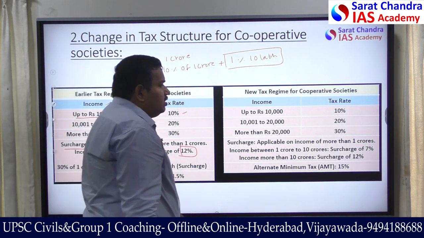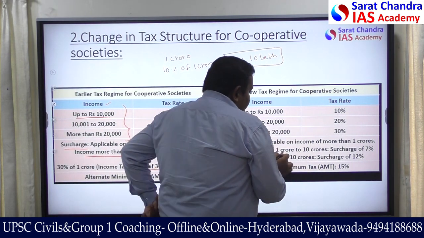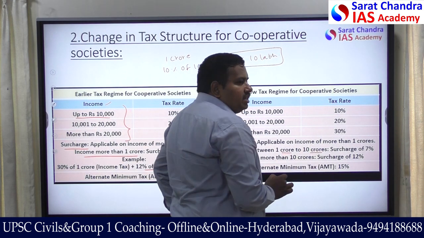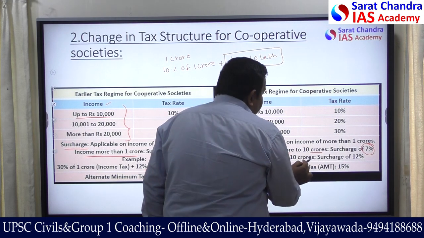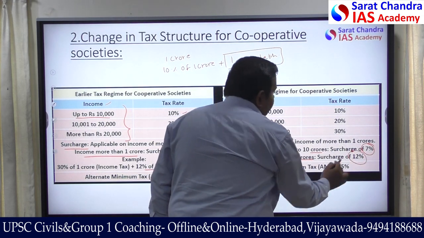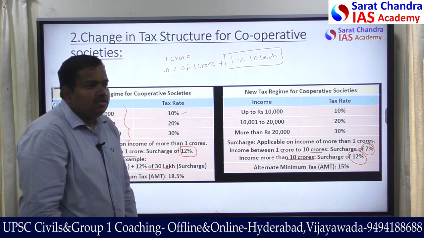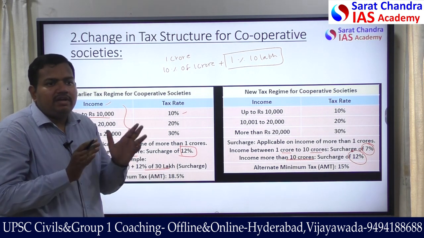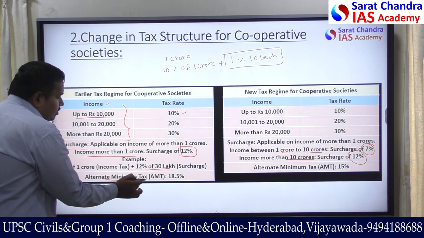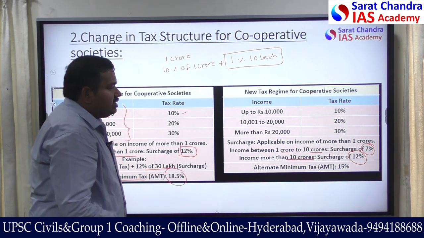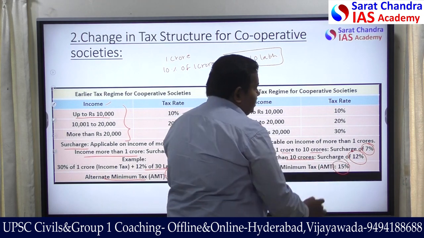Now what have we changed? We have kept two limits. From 1 crore to 10 crores, the surcharge is 7%. From above 10 crore, the surcharge will be 12%. Okay. So we have decreased the surcharge between 1 crore to 10 crore. Similarly, alternative minimum tax, from 18.5% we have decreased it to 15%.